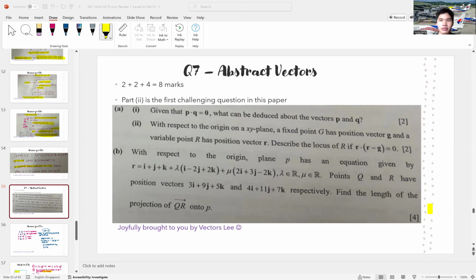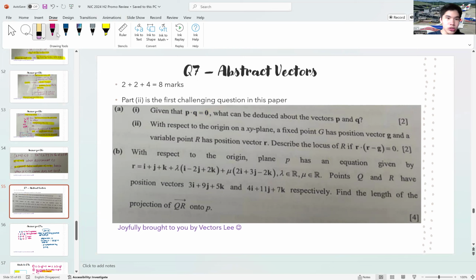Now, you see, question 7 starts to get tricky. So that's why I told you to secure your marks in the earlier parts of the paper. But part A should be quite okay for you. Okay, so given that P dot Q is 0, please take note of the error here. In the question paper, they have made an error.